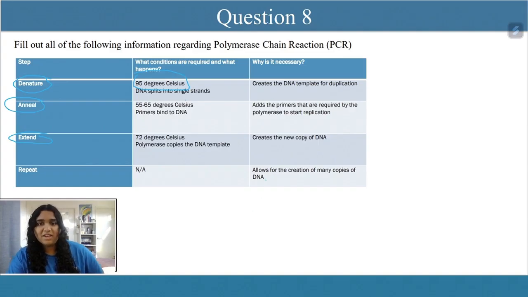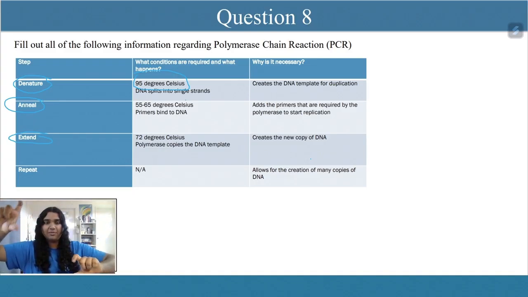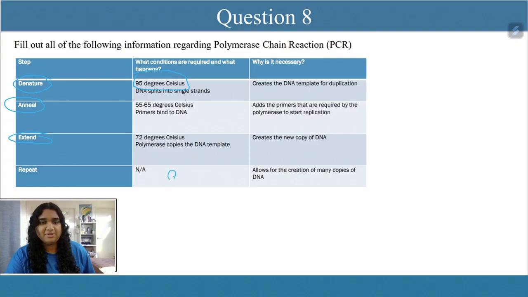So why is this necessary? It creates a new copy of DNA, and suddenly from the 2 template strands, you've got 2 copied pieces of DNA, which then repeat. So those 2 copied pieces of DNA then split again and are recopied. So every cycle of PCR, you multiply your original number of strands by 2. And you repeat this for as many times as you like, and it allows for the creation of many copies of DNA in a very small amount of time. Now, usually 2 to the power of n is the amount of copies that you'll end up with, where n is the number of cycles that you run PCR for.